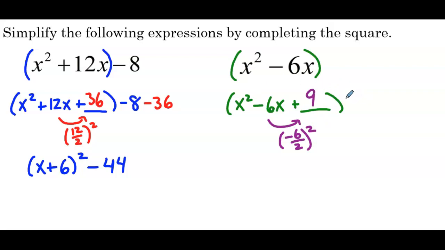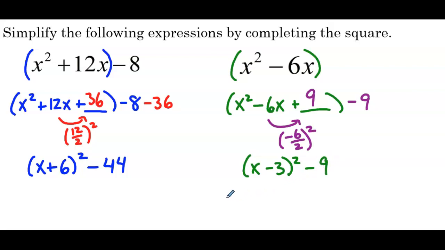But if we're adding 9 to this expression, the only way it stays the same is if we subtract 9. We'll just do that outside the parentheses. So then we have (x minus 3) squared, right? A factor pair of 9 that adds to negative 6 would be negative 3 and negative 3, minus 9.